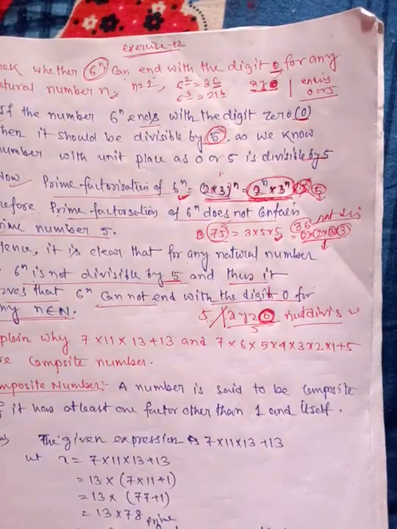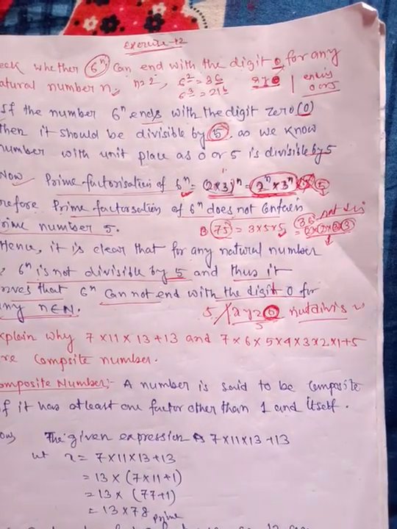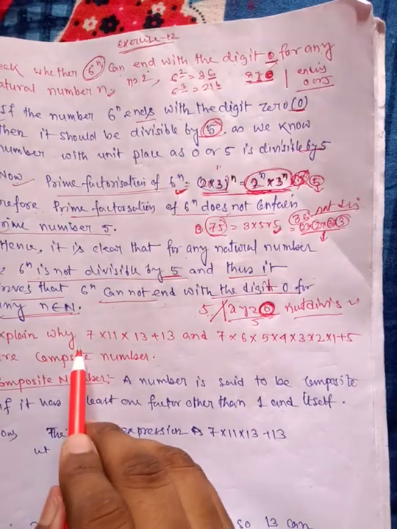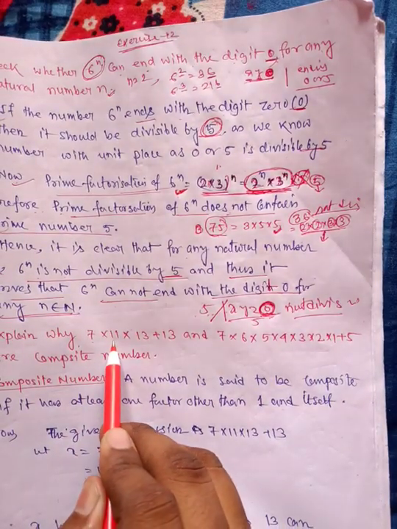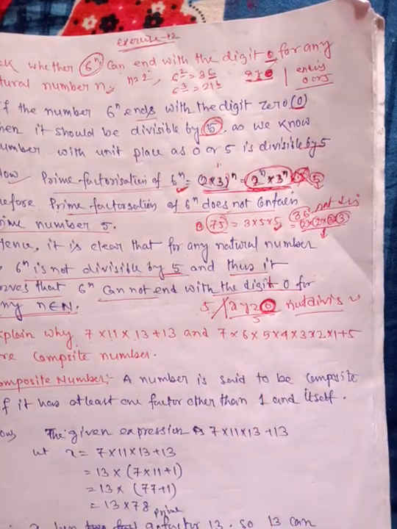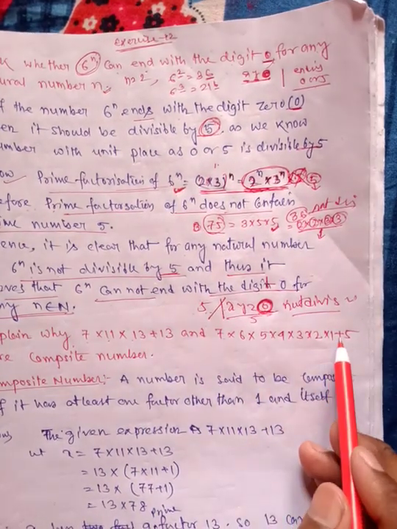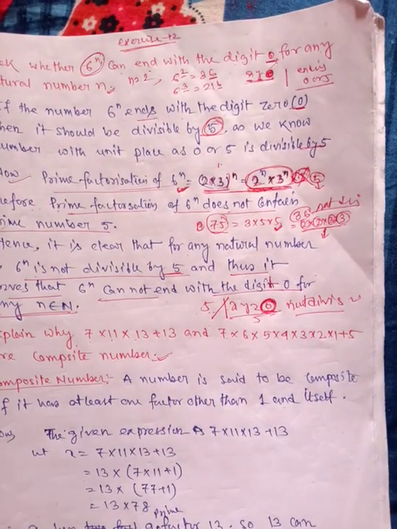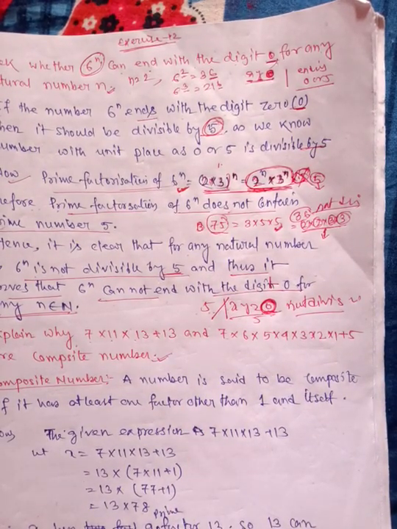Understood? I think understood. Now next question. Explain why 7 into 11 into 13 plus 13 and 7 into 6 into 5 into 4 into 3 into 2 into 1 plus 5 are composite numbers. You have to show that these numbers are composite numbers.